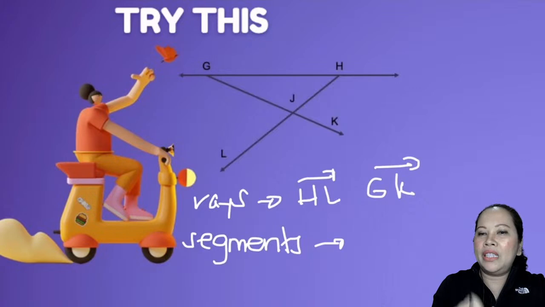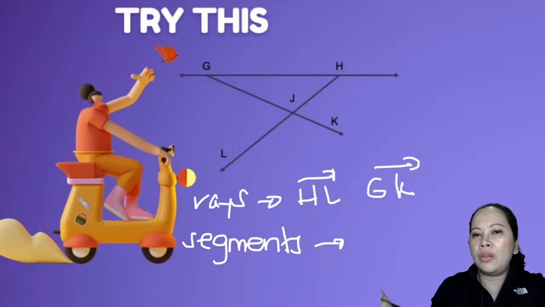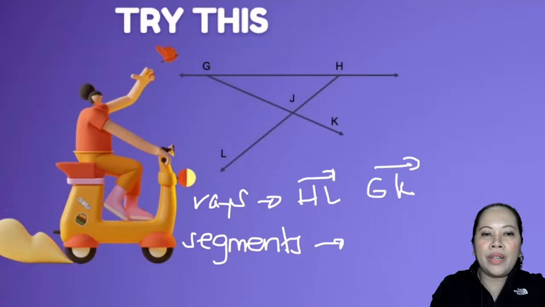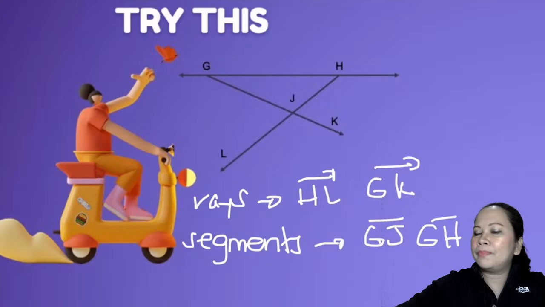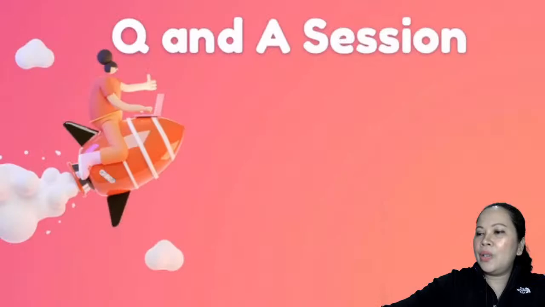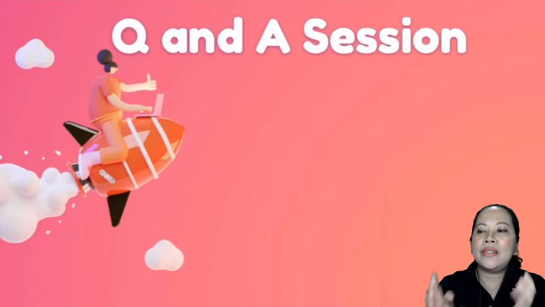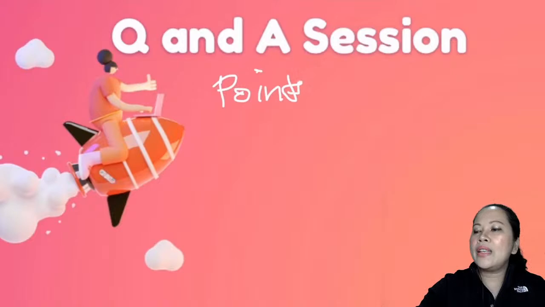Please do take note, if it is a ray, it has an endpoint and an extended line in one direction, just one side of your line. That is your ray. But for segments, both are endpoints, meaning there is a point on both ends. Just to give you an example, GJ is a segment and GH is also a segment, where you have two points. Okay, that ends our introduction to geometry. We have covered what are points, what are lines, what is a ray.